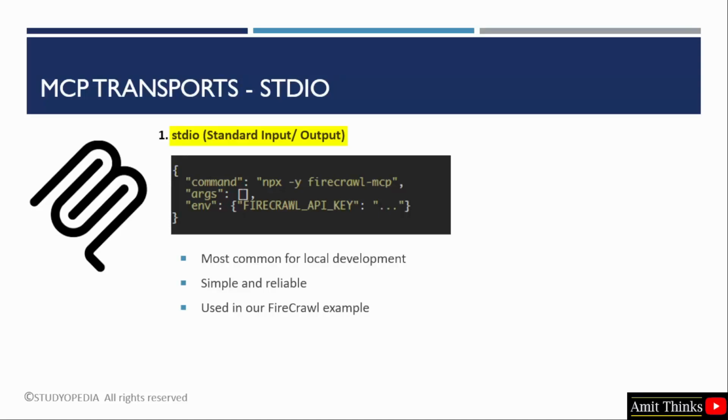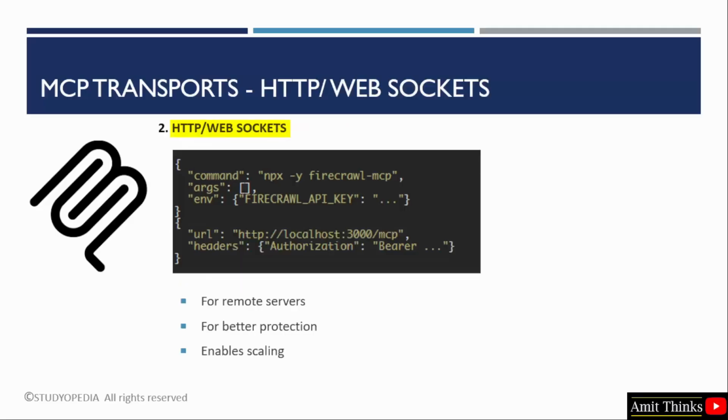Beginning with STDIO, that is standard input output. It is used commonly for local development. We will also use this in our Firecrawl example. This is basically used for standard input output. In the JSON-like example, we have also shown the command with the environment, that is the API key we'll be adding for Firecrawl. The second one is HTTP, that is WebSockets.